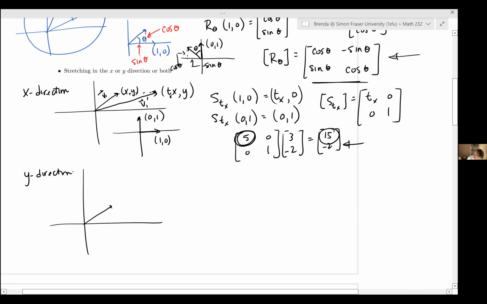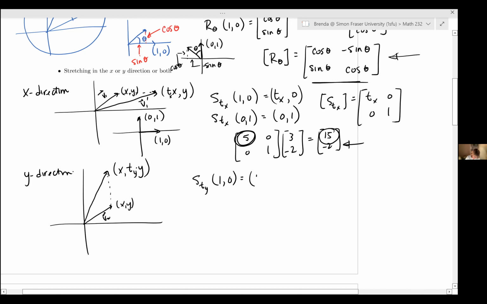Okay, so now we're going to take a vector here. Let's just call that V2. It has terminal point some X and Y. And we're going to stretch it in the Y direction, which means you go like this. So the X component won't change, and then the Y component will change by some factor TY times Y. So this is a stretch in the Y direction by TY. Do exactly the same thing. Figure out what TY, the stretch with an amount T in the Y direction, does to the standard basis vectors.